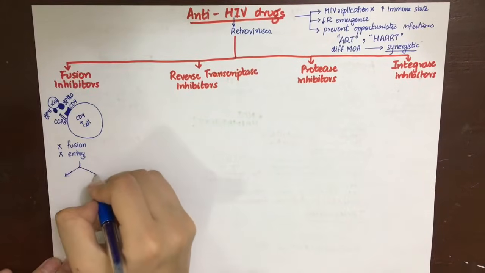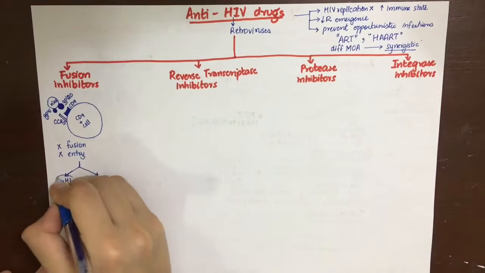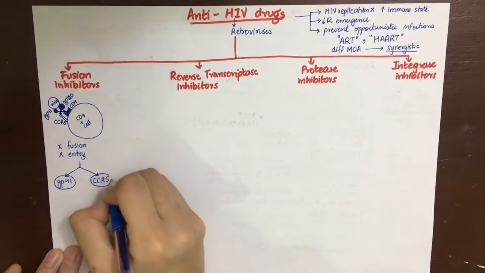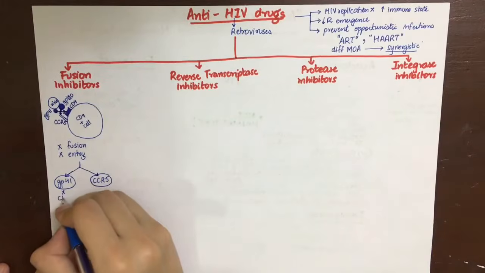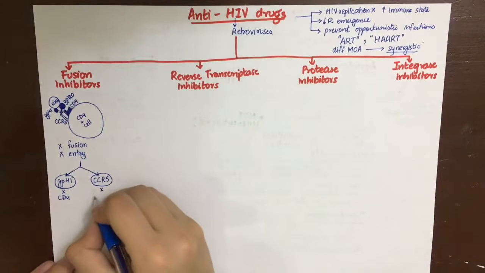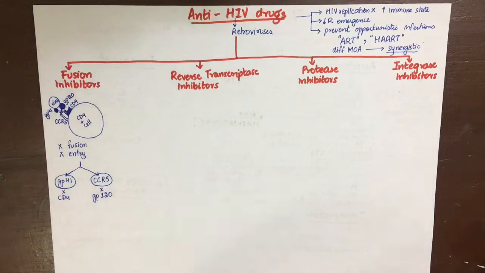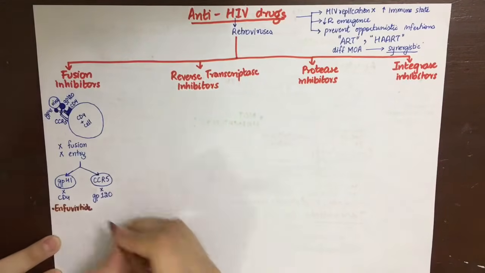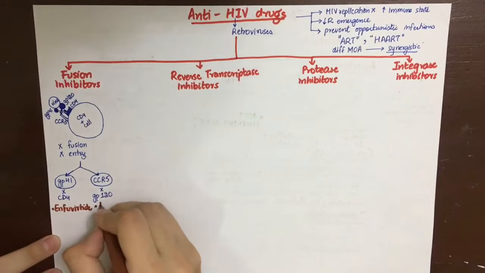But fusion inhibitors are of two types. One will block the GP41 and thus CD4 will not be able to interact and bind to it. And the next will block the binding of GP120 protein to the CCR5 and thus not let the virus enter the macrophage or the CD4 positive helper cell. The fusion inhibitor binding to GP41 is enfuvirtide, and the one blocking the binding of GP120 is maraviroc.